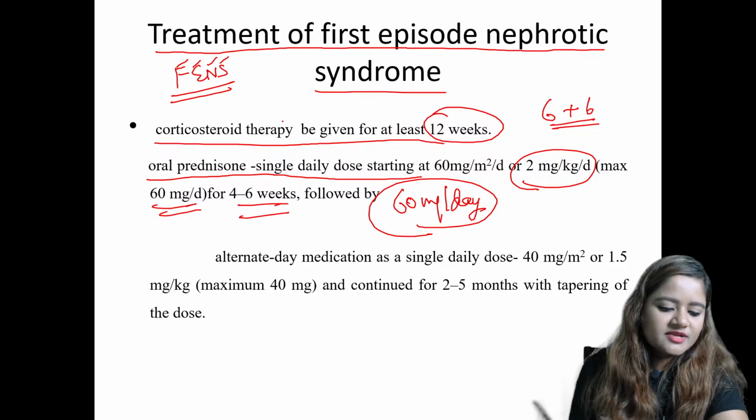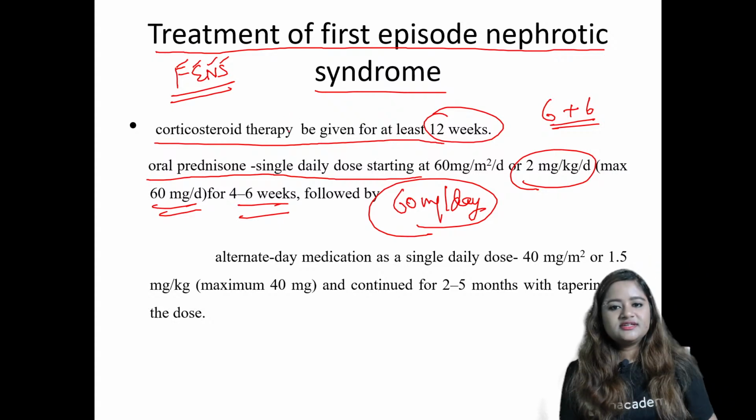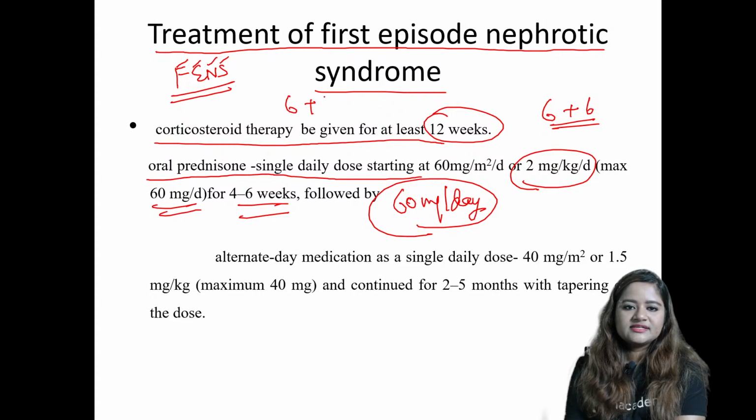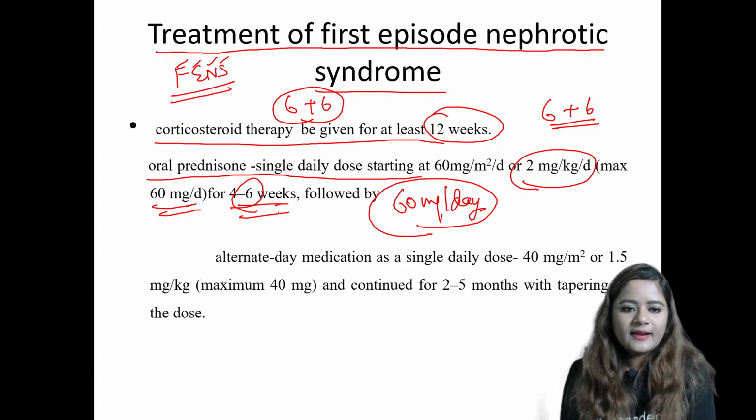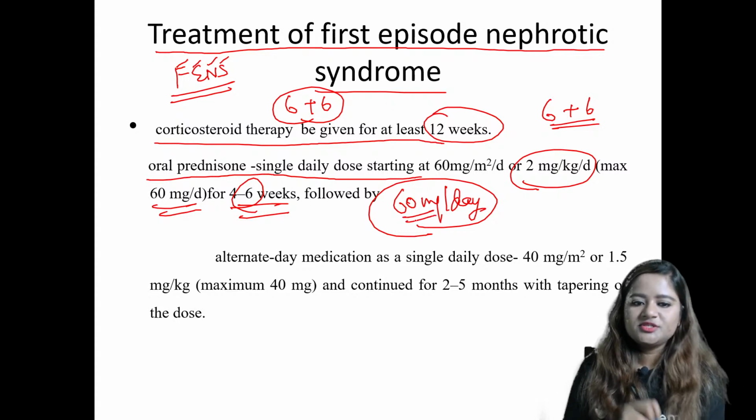Many articles mention it is 4 weeks. Many articles say it is 6. So the classical one that we take is 6 plus 6 weeks. So please remember, for 6 weeks you have to give steroid at the dose of 2 mg per kg per day. The ceiling dose is 60 mg per day.